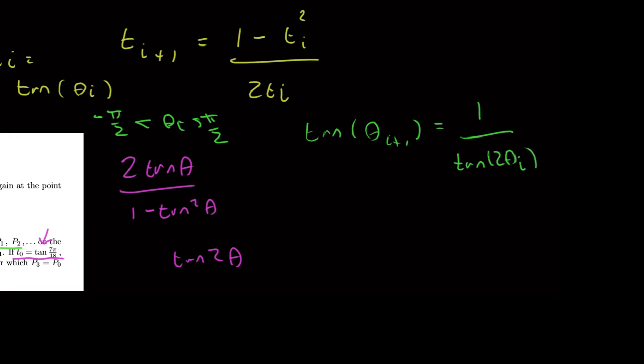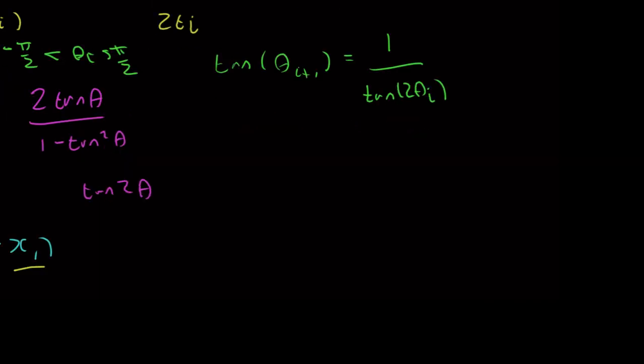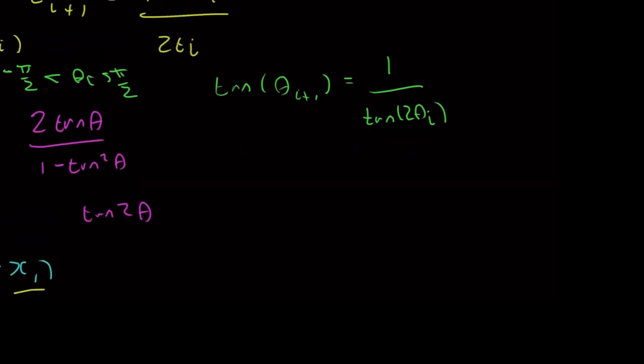Now, in order to make any further progress in this question in any significant manner, you need to know an identity. You need to recognize that 1 over tan of alpha is actually tan of pi over 2 minus alpha.